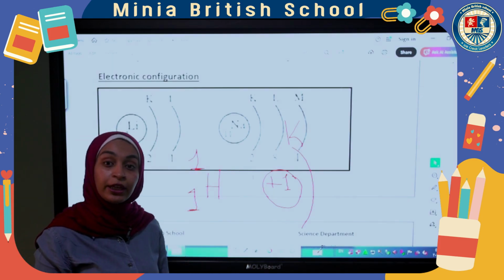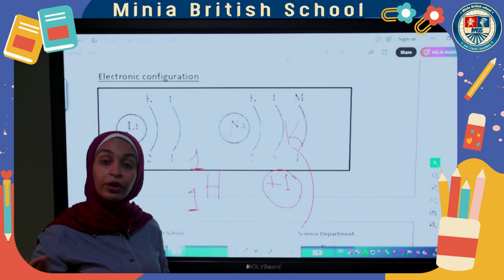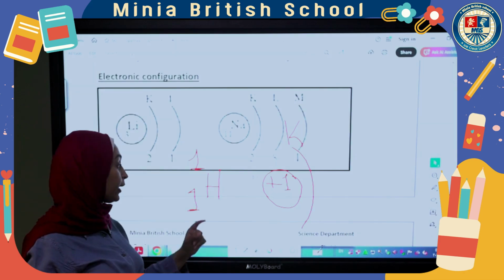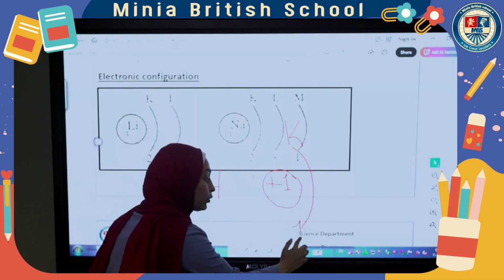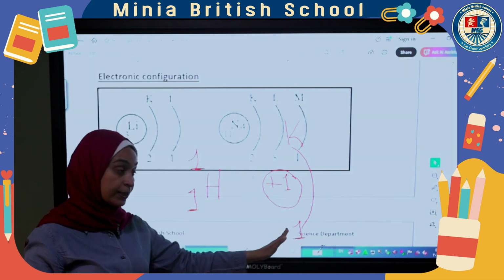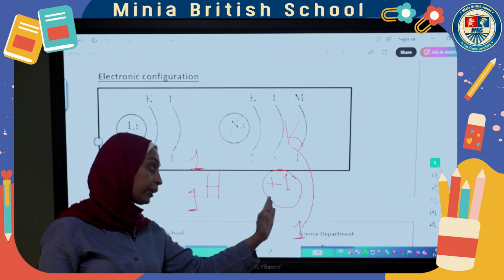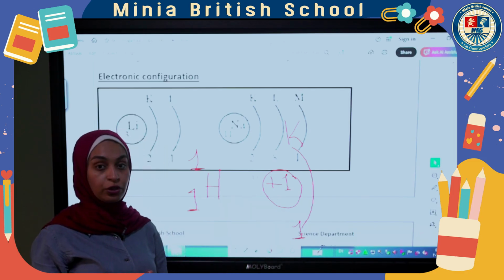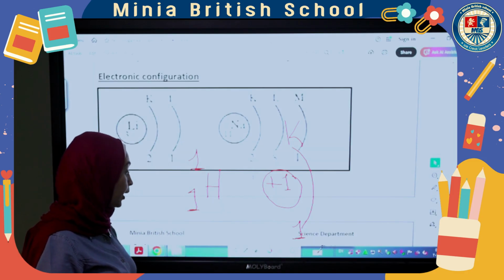And we said that the K can be saturated with 2, can be filled till 2. And here I have 1, so I will write 1. Is it right? Yes. Have I finished? Yes, I have finished.